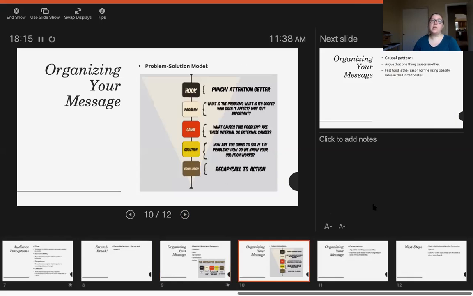Next, we have the problem solution model. The problem solution model is very similar to Monroe's motivated sequence. I have a feeling a lot of you might go with this model because I think it's very effective. You start out again with your attention getter, your introduction, pull people in. Again, emotional stories will go a very, very long way, I think, in persuasive speaking. And then you tell people what the problem is.